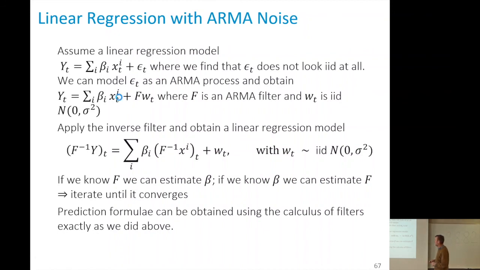So one method is to iterate between the two. I've separated the problem: I have to find an F, I have to find a beta. I know how to find F if I have beta. I know how to find beta if I have F. So the best thing to do is to iterate between the two.